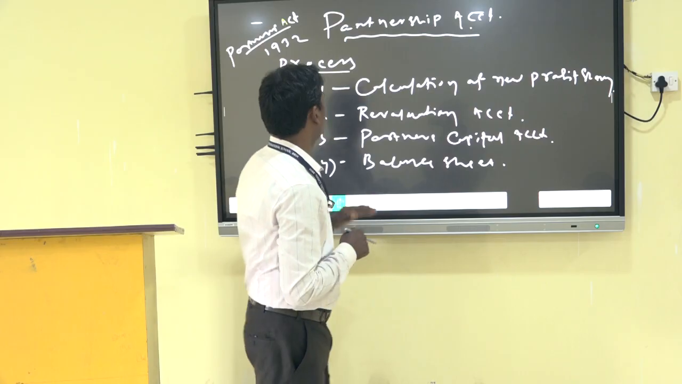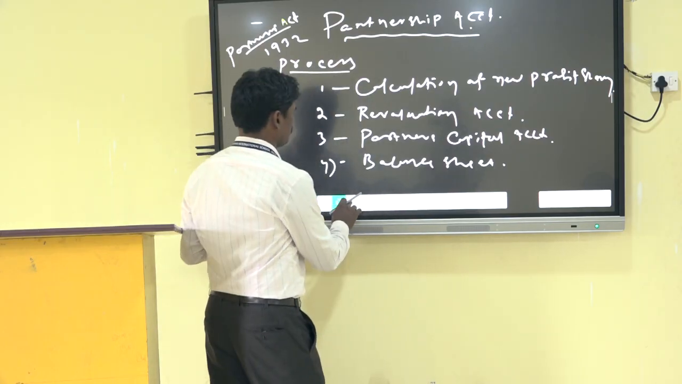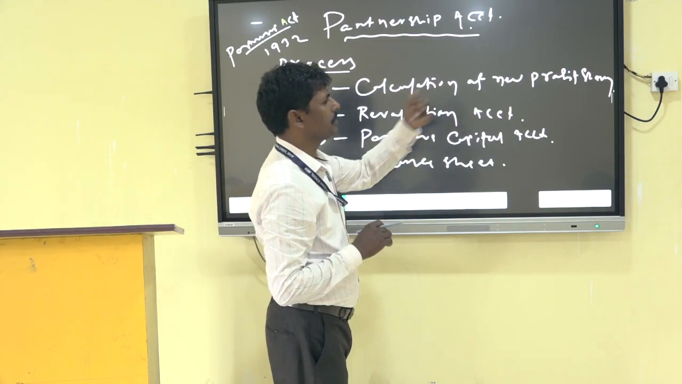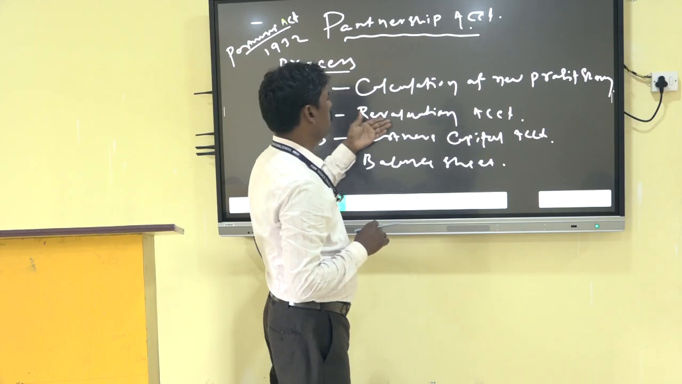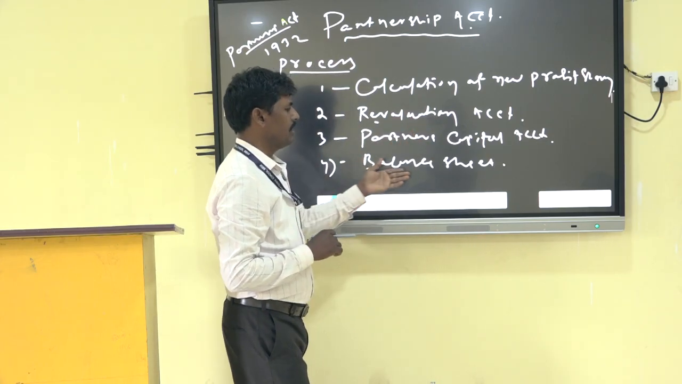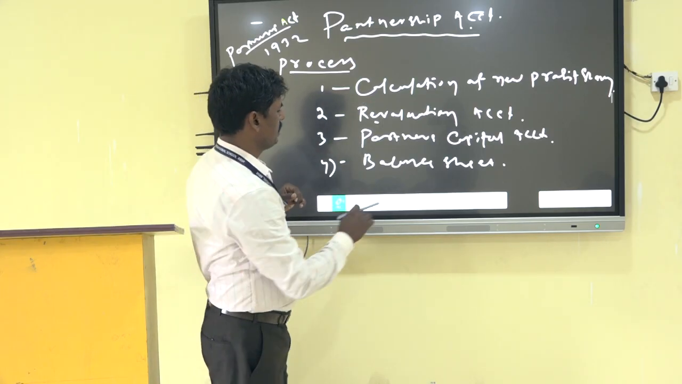Clear? So, we will just start our calculation of the new profit sharing ratio. How will we calculate the new profit sharing ratio? Then how will we prepare the revaluation account? How will we prepare the partners' capital account and balance sheet? First of all, calculation of new profit sharing ratio.